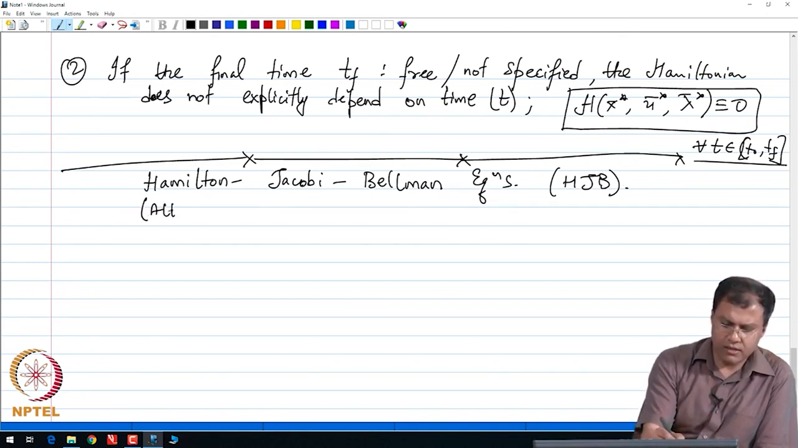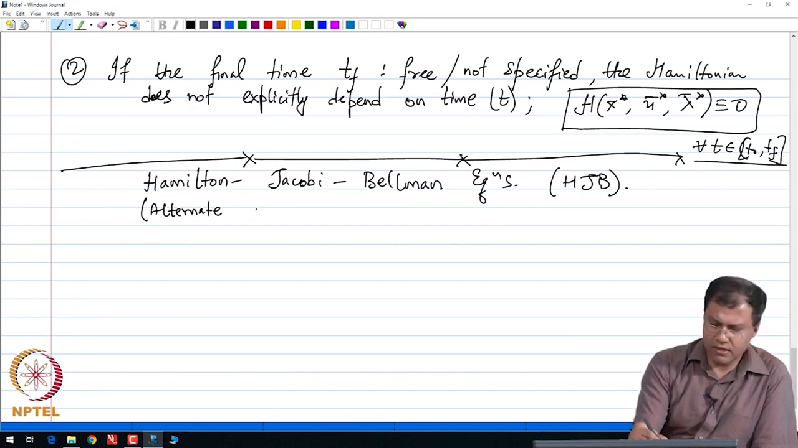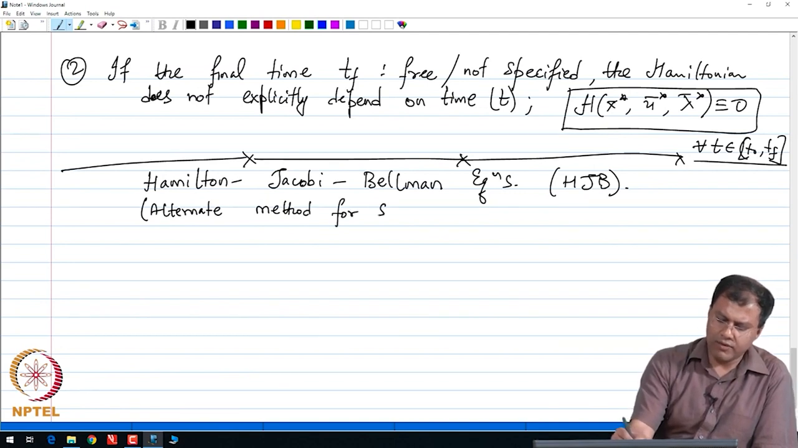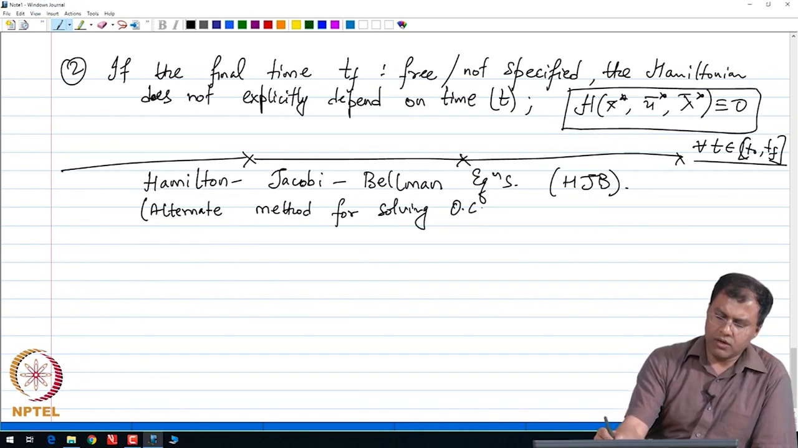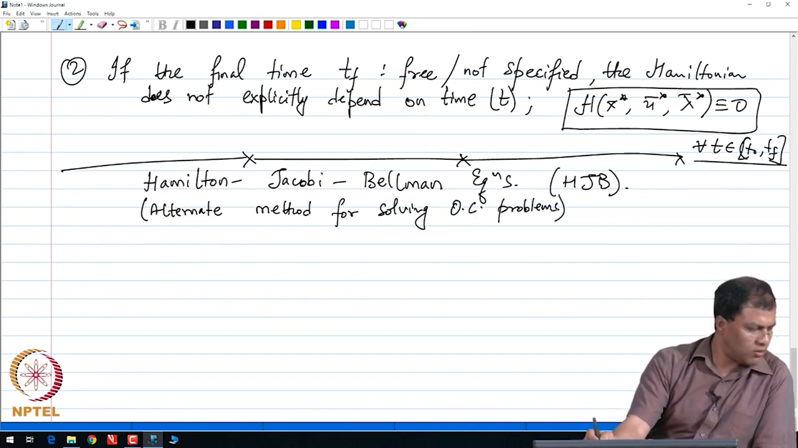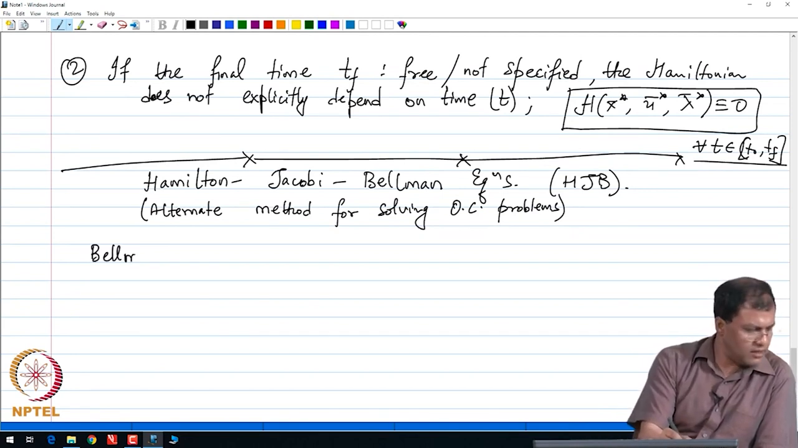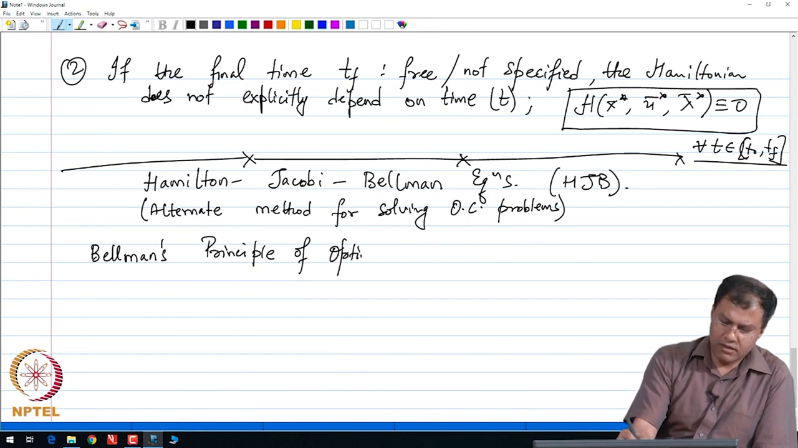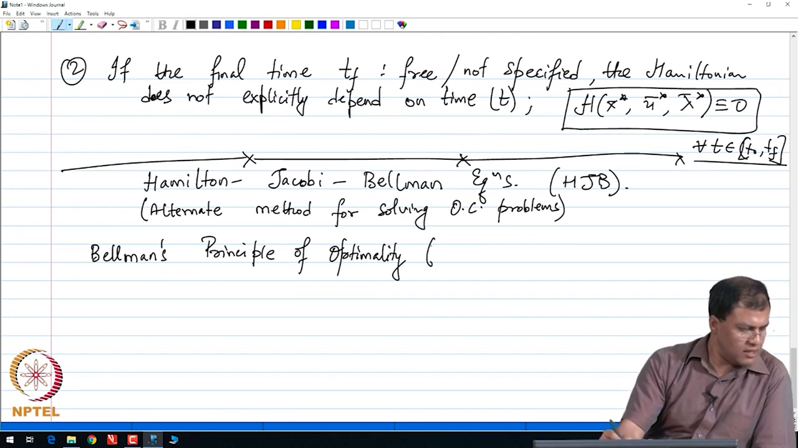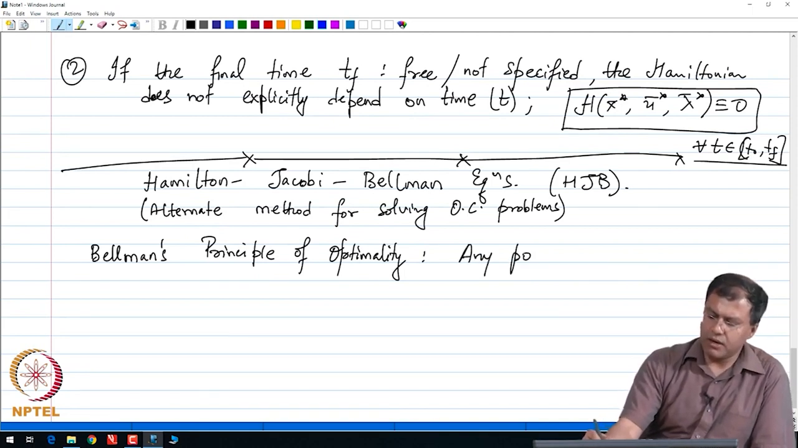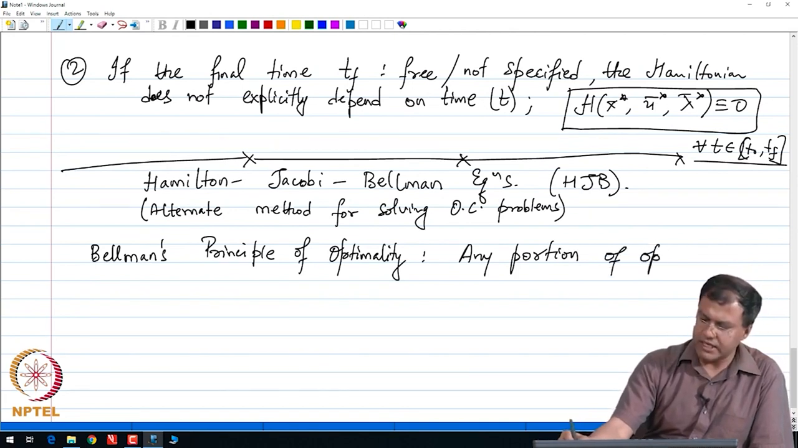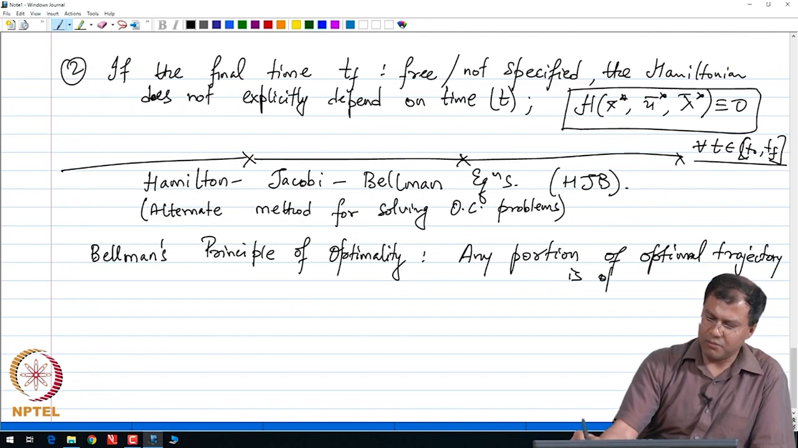So this is an alternate method for solving optimal control problems. Let me start with the Bellman's principle of optimality. As I said, the principle says that any portion of the optimal curve is optimal. So any portion of the optimal trajectory is optimal.